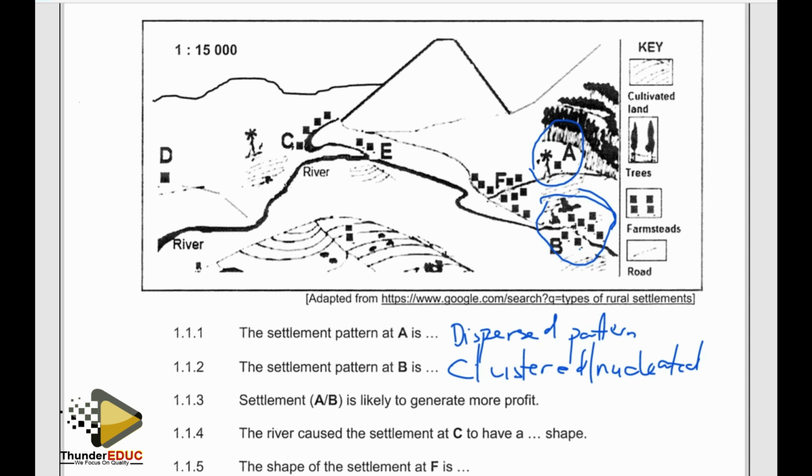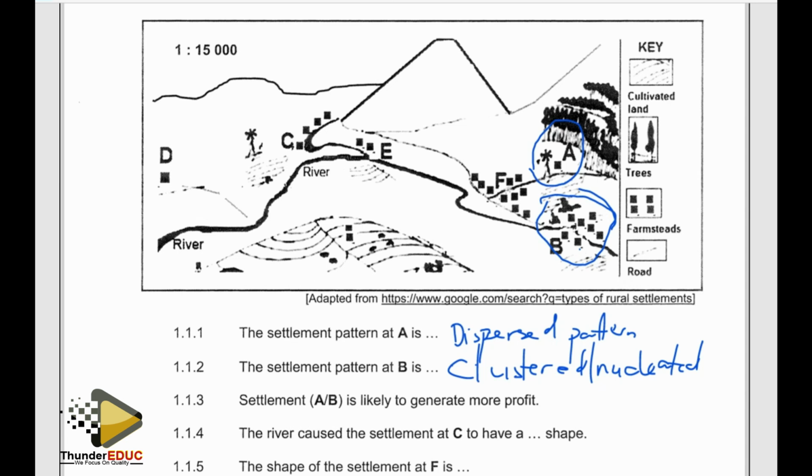1.13. Right, 1.13 it says settlement A or B is likely to generate more profit. If you are comparing these two, where are we likely to have more profits being generated? Right, we are trying to analyze the location of these settlements in terms of their pattern and relate to the activities that take place there. This is a rural settlement, and you know rural settlements are predominantly unifunctional. They offer one main service, which is primary services. They offer primary activities. So for this instance, our core activity in this settlement is farming.